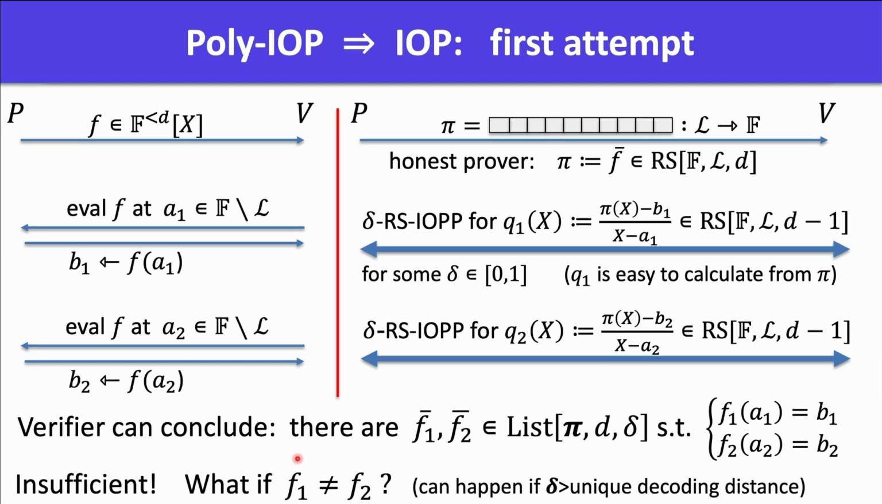The problem is that the list pi d delta might contain more than one polynomial, and these might be distinct polynomials, and in fact the IOP prover was not committed to a unique polynomial. Whereas on the Poly-IOP side, when the prover sends the polynomial over to the verifier, that commits the prover to a unique polynomial. So this is not a valid compilation, because on the left, the prover is committed to the polynomial f, whereas on the right, the prover is not committed to the polynomial f. It could use either f1 or f2, whichever is more convenient to the malicious prover.